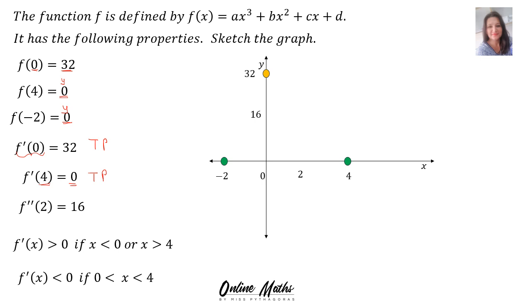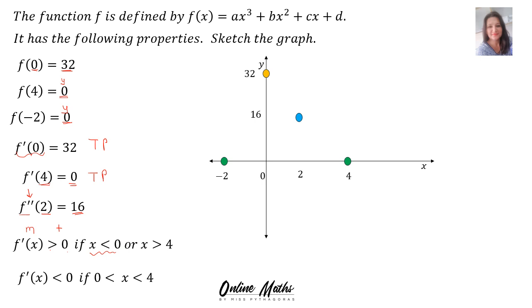The next one, second derivative of 2 is 16. This is a point 2 and 16, and the second derivative is the point of inflection. So there's a point of inflection at the point 2 and 16. Then this part means the derivative greater than 0. Now remember, the derivative means the gradient of the tangent to the function. Greater than 0 means positive. So there's a positive gradient of a tangent to your function where x is smaller than 0.